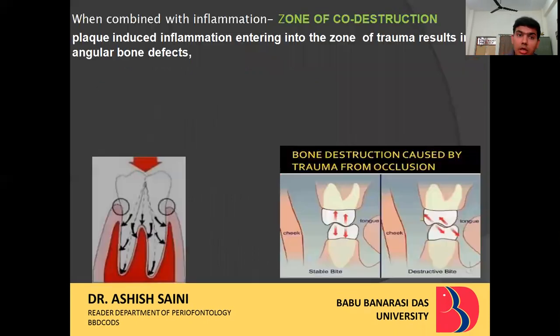And when combined with inflammation, if there is both gingivitis, periodontitis, and trauma from occlusion is also occurring, for example, there is a high filling done by a dentist that is causing trauma, then this area that is affected both by trauma from occlusion and inflammation is called the zone of co-destruction. Plaque-induced inflammation entering into the zone of trauma results in angular bone defects.